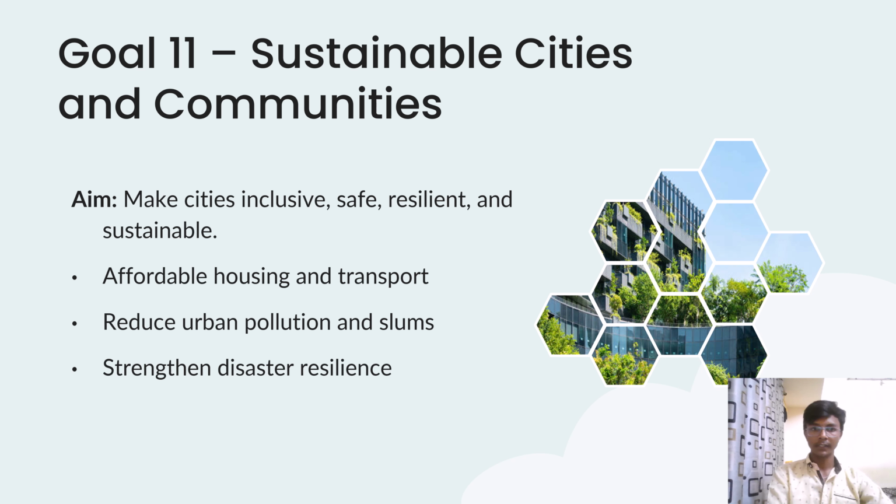Goal 11, sustainable cities and communities. Make cities inclusive, safe, resilient and sustainable. We have to make them safe like India, resilient like Pakistan, and sustainable like India. Affordable housing and transport should be affordable. Like you can see in the IT BT area of Bangalore, you will get to know the price of a single room in this city. It is 10K per month, and transportation is also high.